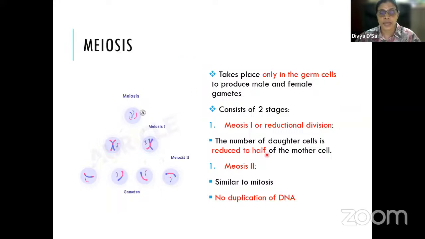Okay, so meiosis consists of two stages. One is meiosis 1 or reductional division, where the number of chromosomes in the daughter cells is reduced to half. And meiosis 2 is similar to mitosis. In mitosis the cell just divides, but here, unlike mitosis, the duplication of DNA doesn't happen.